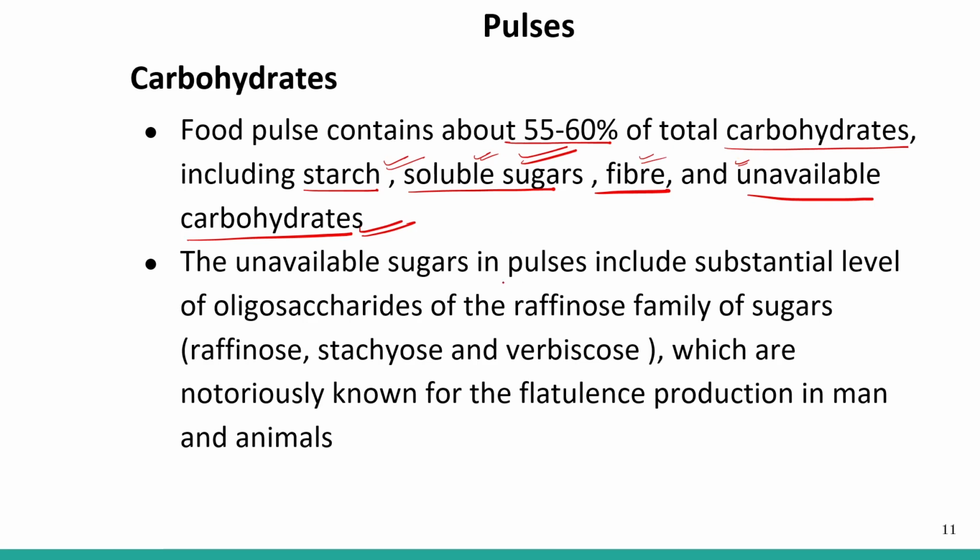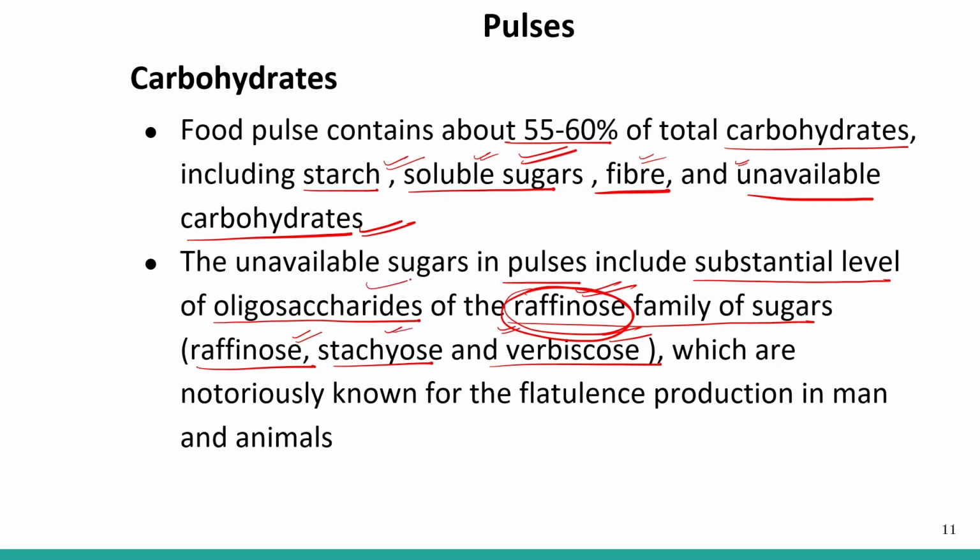All these carbohydrates are also present along with the protein. The unavailable sugars in pulses include substantial levels of oligosaccharides of the raffinose family of sugars, that is raffinose, stachyose, and verbascose. So these are the different oligosaccharides that are basically present in the pulses.